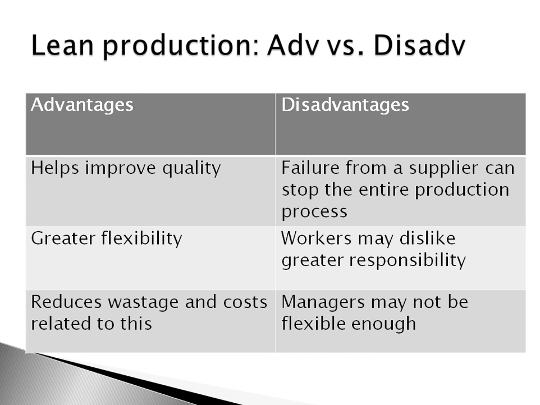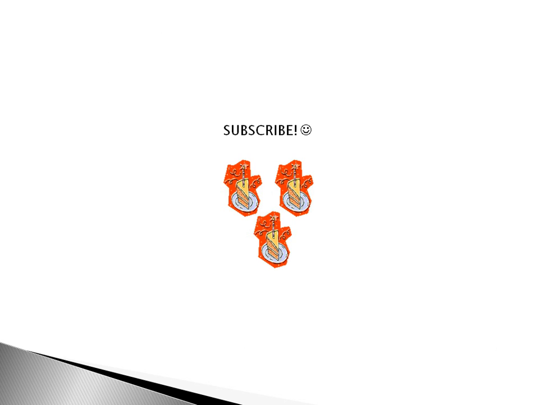So I just talked about 3 advantages and 3 disadvantages. These are probably the main ones that you need to know, but I've just mentioned all the possible ones that I could think of and that I have in my notes. And that is lean management for you guys.